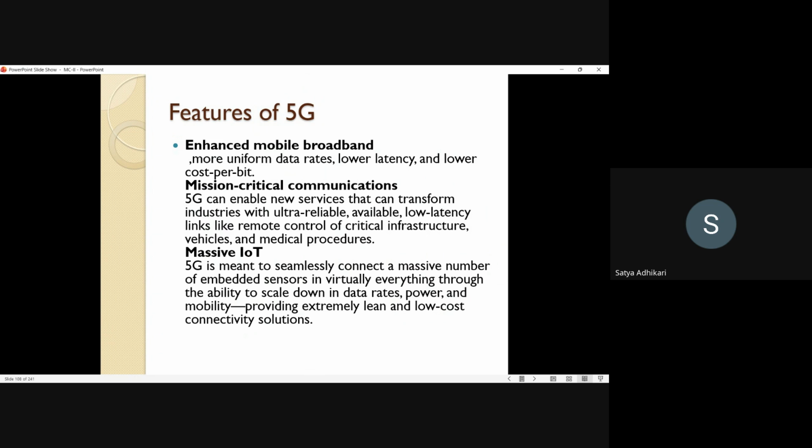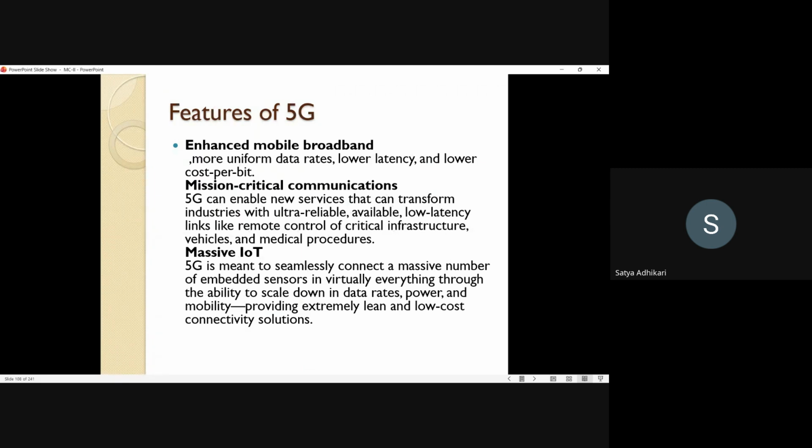Enhanced mobile broadband, more uniform data rates, obviously lower latency, that means the time gap, and lower cost per bit. It is also cost effective. Mission critical communication: 5G can enable new services that can transform industry with ultra reliable, available, low latency links, like remote control of critical infrastructure, vehicles, and medical procedures.